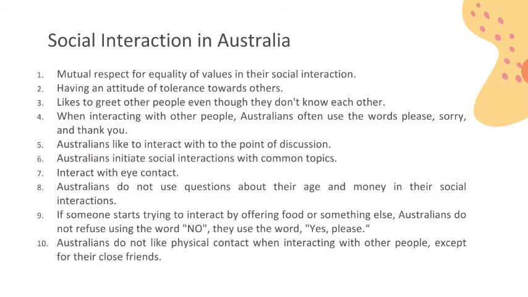Seventh, they use eye contact when making social interactions with other people. They do this out of respect for others when interacting with them. The eighth is Australians do not use questions about age and money in their social interaction.